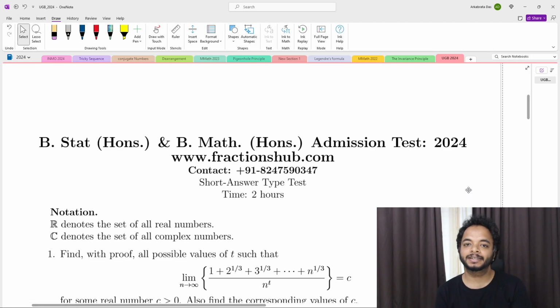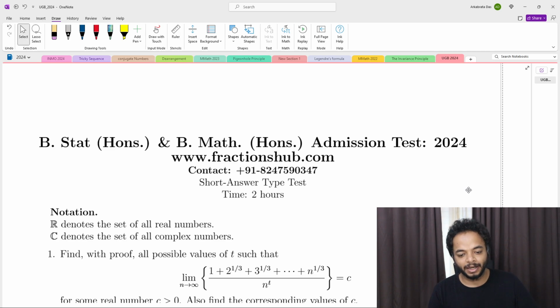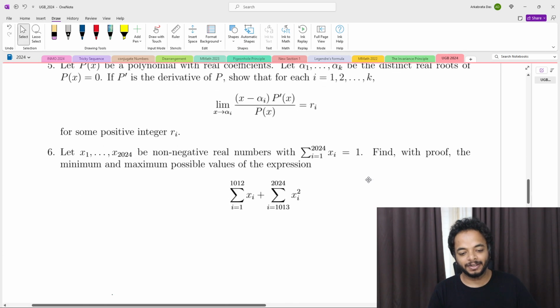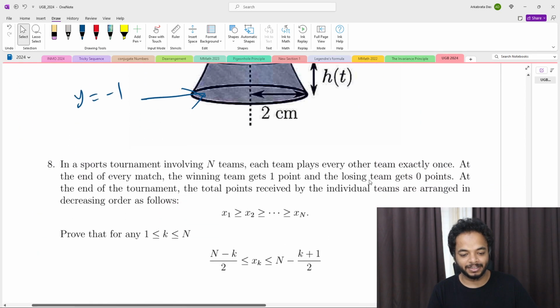So I have discussed every problem except the last one. Yesterday, 12th May, was the exam and today is 13th May. I posted most of the solutions by night, and now I'm posting the last one. The last one is a combinatorial question, and it's a very interesting question.